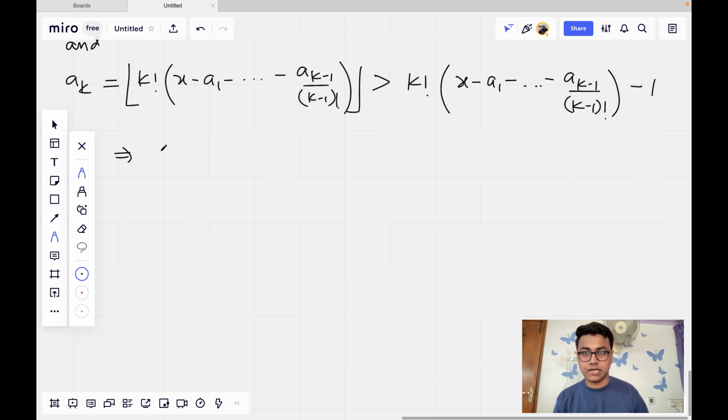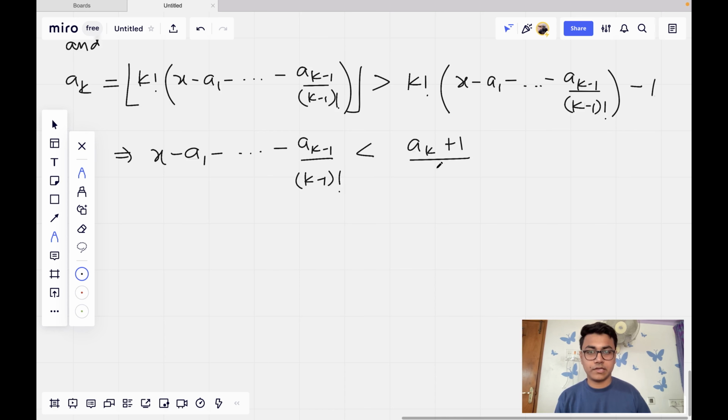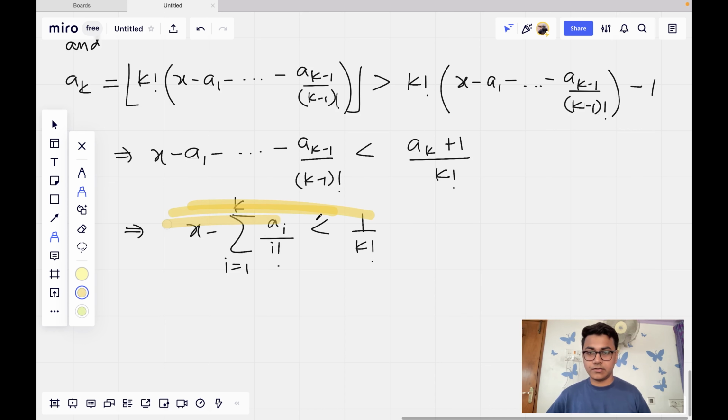This tells us that x minus a1 minus ... a_{k-1} by (k-1) factorial is strictly less than a_k plus 1 by k factorial. And bringing a_k by k factorial to the left hand side tells us that the summation i goes from 1 to k of a_i by i factorial is strictly less than 1 by k factorial. This is the other side of the inequality that we will need.